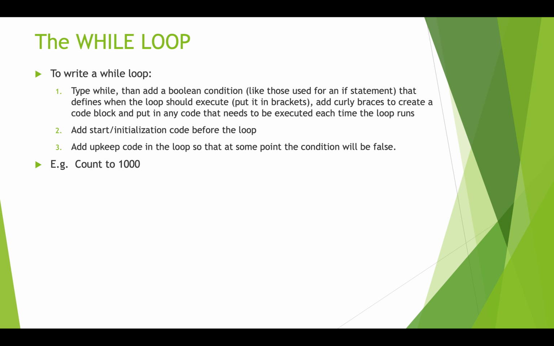So if we want to count to 1,000, the first thing we're going to do is start our while loop. We'll say while i is less than or equal to 1,000, and we print out the value of i. So this is good. We're going to print out a bunch of numbers, but we need something more. i is undefined, so we need to know what is i. So we're going to initialize i before the loop and set it to 1.